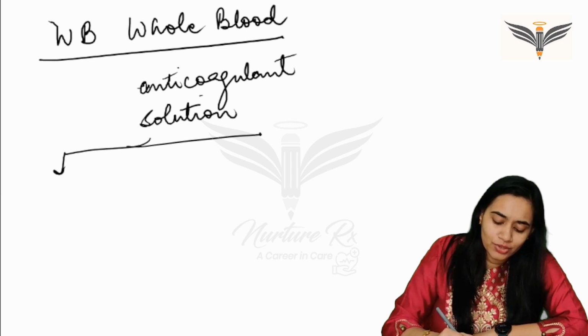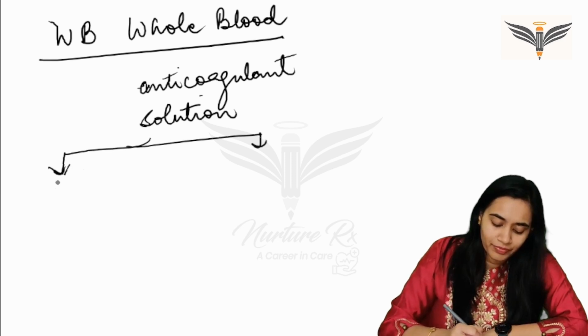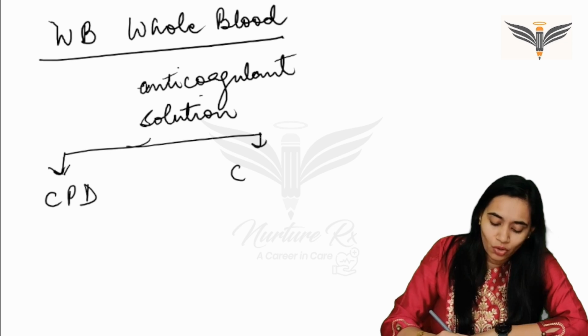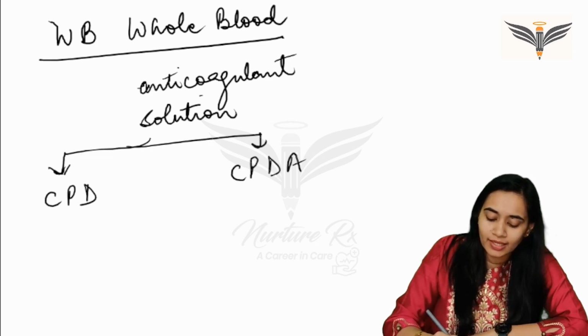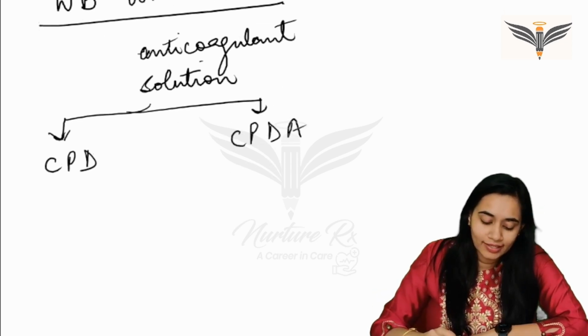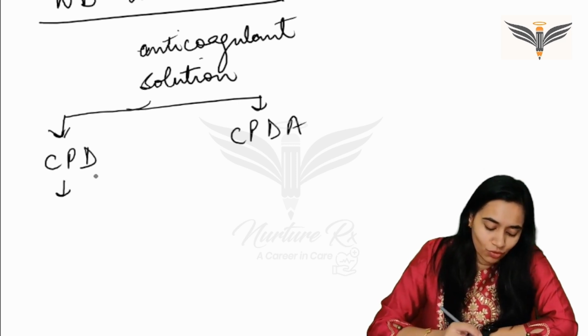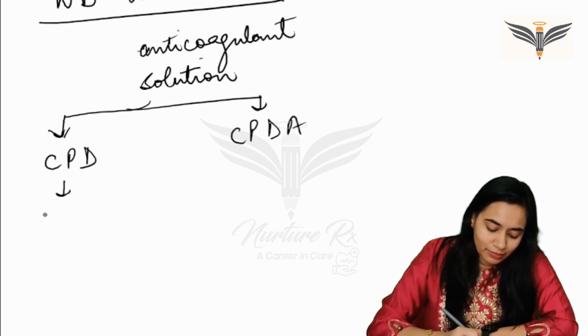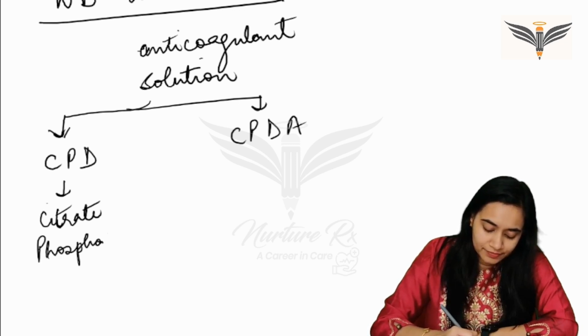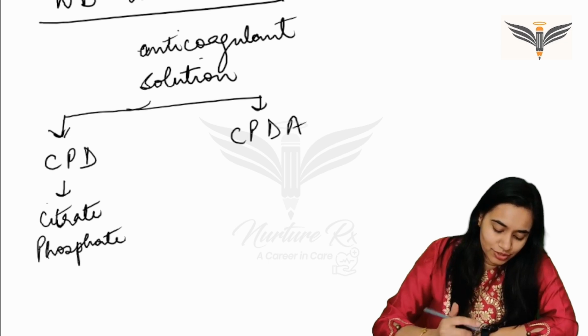So usually there are two types of anticoagulants that we use. It is either CPD or it is CPDA, right? So what is the difference? So firstly, let's see what is CPD and what is CPDA. So CPD is citrate phosphate dextrose.